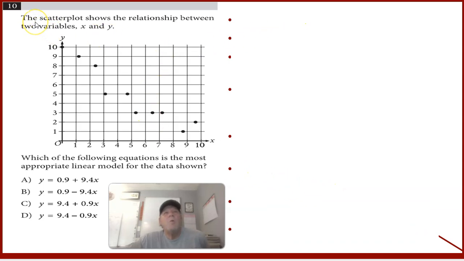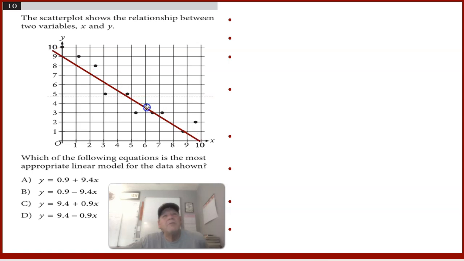All right, so number 10: the scatter plot shows a relationship between two variables, x and y. A scatter plot is just a bunch of data plotted on an xy plane. Which of the following equations is the most appropriate linear model for the data shown? For you to have a linear model, it's always helpful to have a line of best fit. A line of best fit is a line that you draw in between the data where you've got about the same amount above as below.